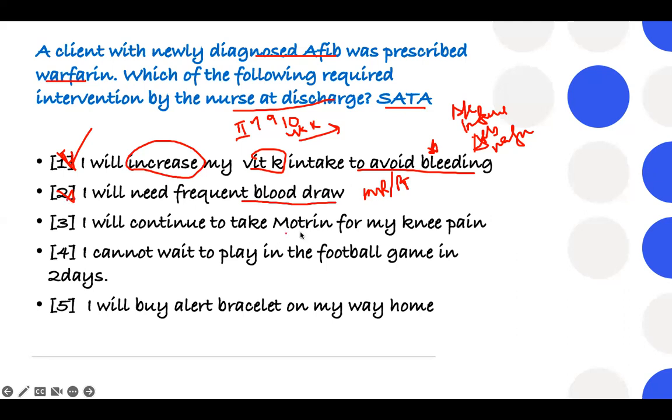"I will continue to take Motrin for any knee pain." They are on Coumadin, so bleeding risk is high. Therefore, you should prevent any bleeding risks. Motrin is not acceptable, so you've got to intervene. "I cannot wait to play in the football game in 2 days." Well, one of the teachings you give these people is to avoid contact sports as much as possible. Being on Coumadin, you're going to bleed, so when you have trauma to your head, there's a problem. Therefore, you need to intervene.